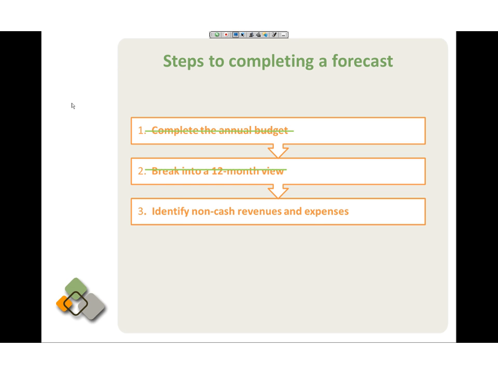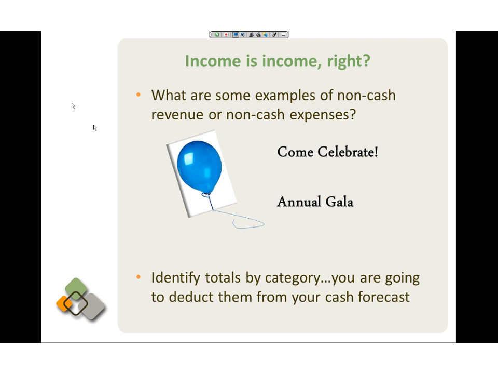Once you have your annual budget broken into a 12-month view, you're going to want to identify non-cash revenues and non-cash expenses. What are some examples of these? Well, many organizations, for instance, have annual galas or annual fundraising events. And most nonprofit organizations will seek out in-kind donations. Perhaps you'll have a space that is donated to you for use for your gala.